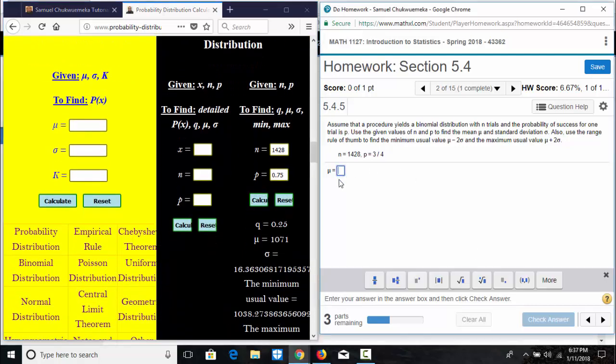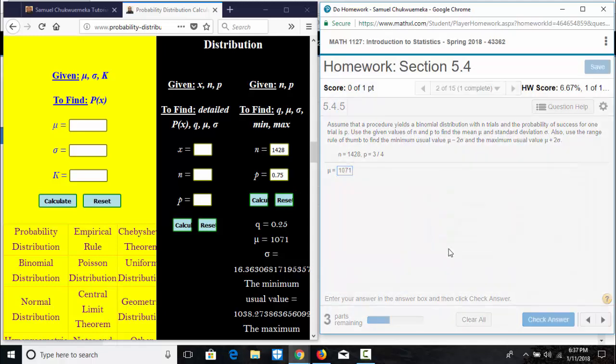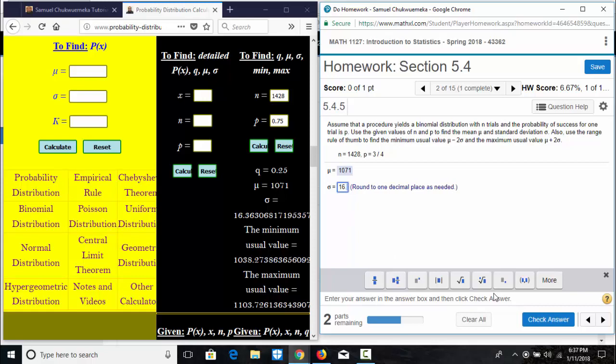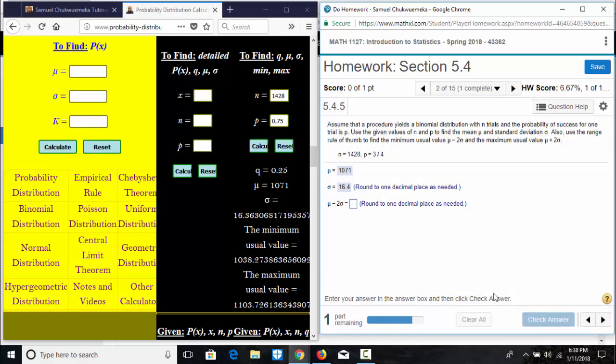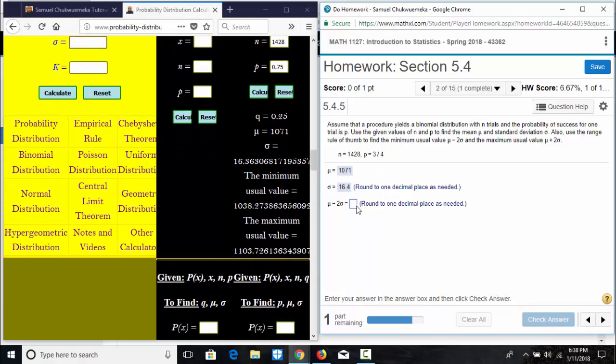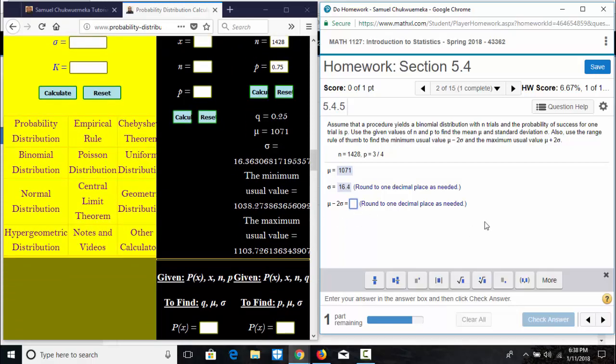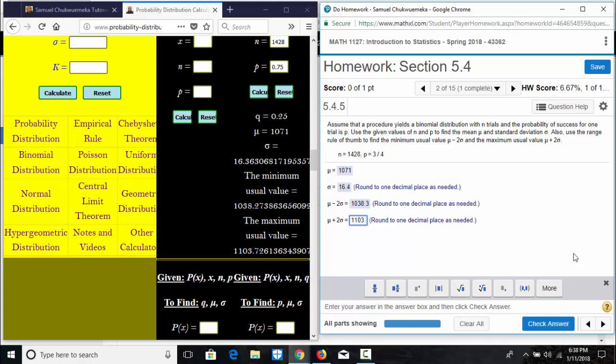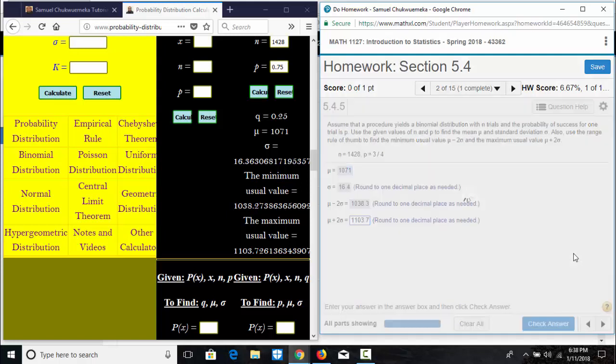So the mean is 1071. Okay, the standard deviation to one decimal place is 16.4. The minimum usual value to one decimal place is 1038.3, and the maximum usual value to one decimal place is 1103.7. Okay.